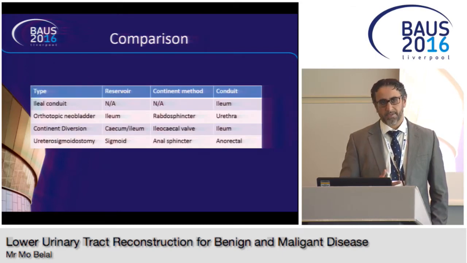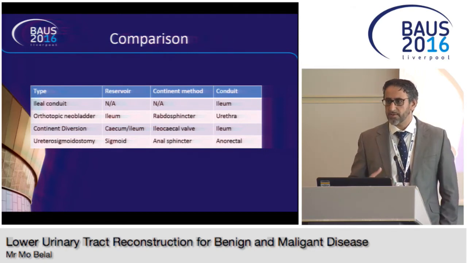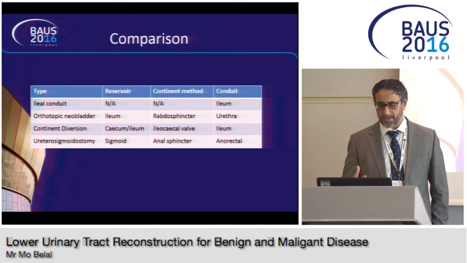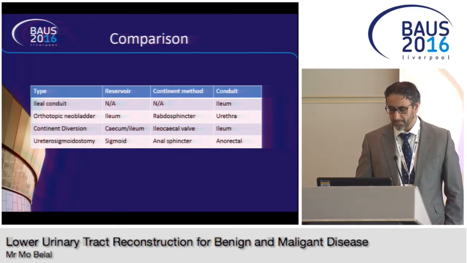As a comparison, if you look at an ileal conduit, obviously that is the conduit. If you look at an orthotopic neobladder, the reservoir, if it is a Studer neobladder, tends to be the ileum, and they use the continent mechanism of the urethral rhabdosphincter, and the actual conduit itself is the urethra. Now, with continent diversion, one of the most commonly used ones, you tend to use the ileocaecal segment of the bowel. You try and use the ileocaecal valve itself as the continent mechanism and use the ileum as the conduit.